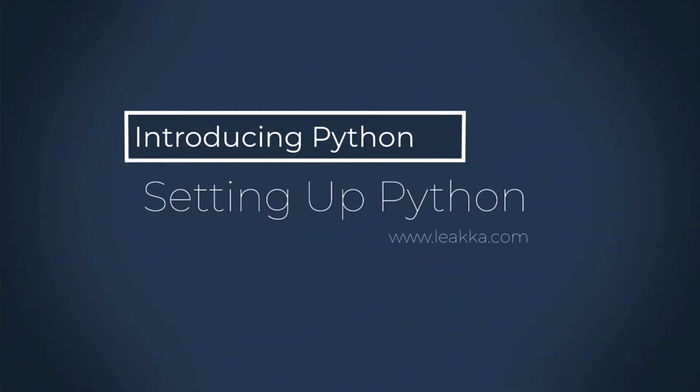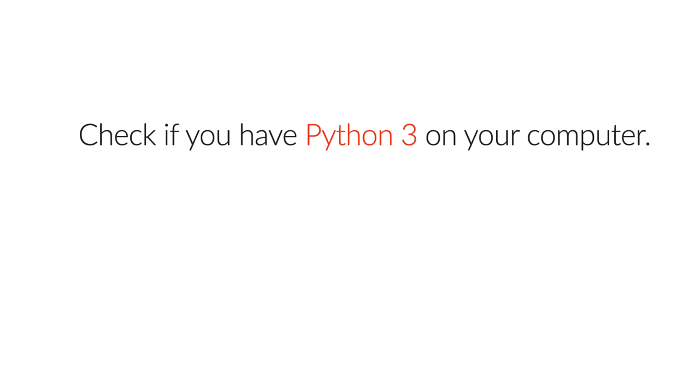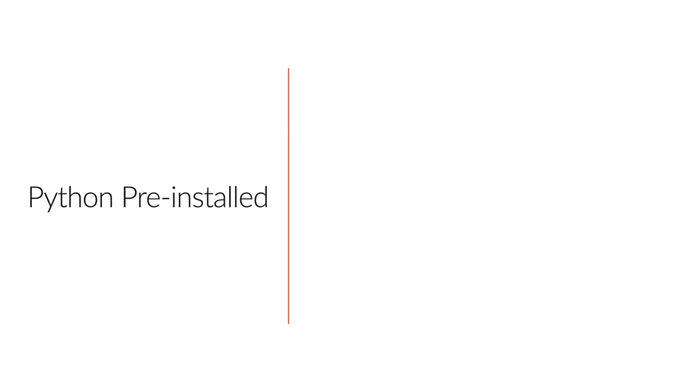Setting up Python on your computer. Let's begin by checking if Python 3 is installed and properly configured on your computer. I'll be using Python 3 in this course, so I recommend you install it too. If you're using macOS or Linux, you've probably got Python already installed on your system. You can check if you have Python 3 on your computer by opening a terminal window.